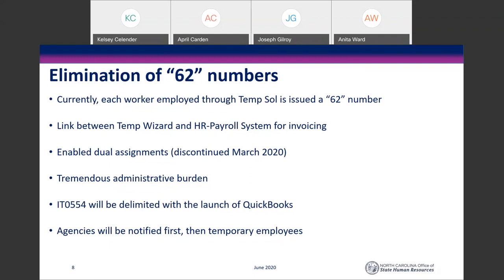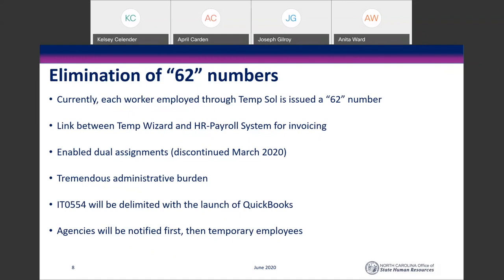The 554 info type created a tremendous administrative burden. While it allowed the two systems to talk and it allowed dual assignments, it also required a lot of work on the Temporary Solutions side, on the OSC side, and then also with the temporary employee.